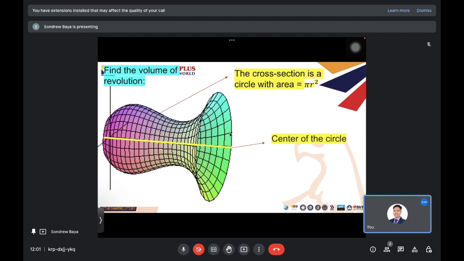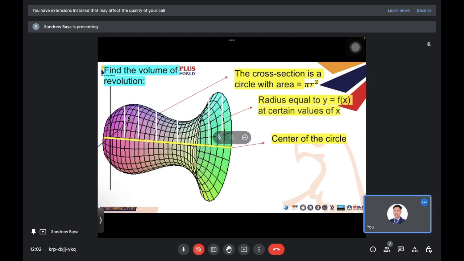If you look at it, the radius is just equal to the distance from the center going to any point on the circle. So we can look at it this way. These are actually the radii, or the radius. And the length of the radius is just equal to the function y equal to f of x at certain values of x.